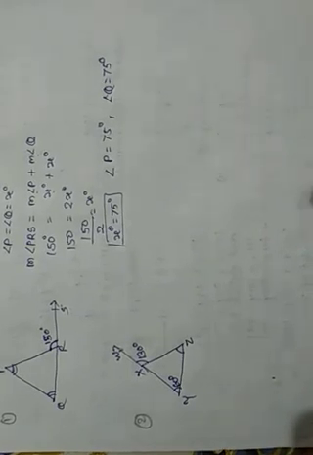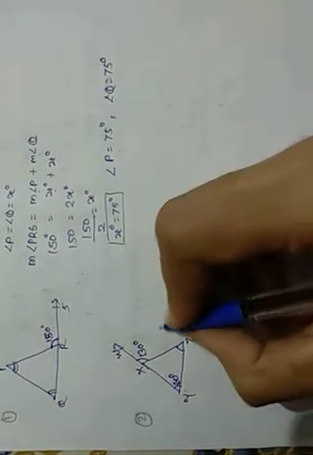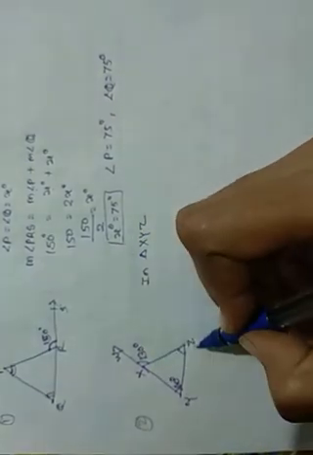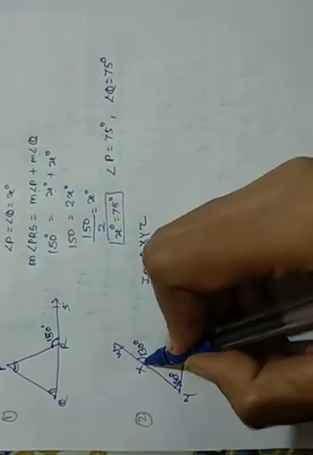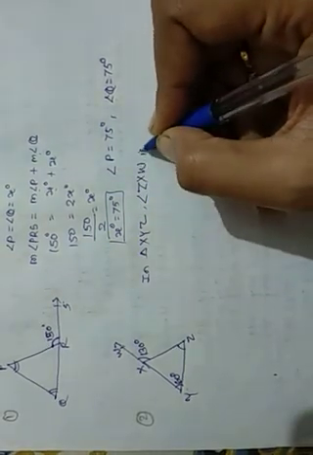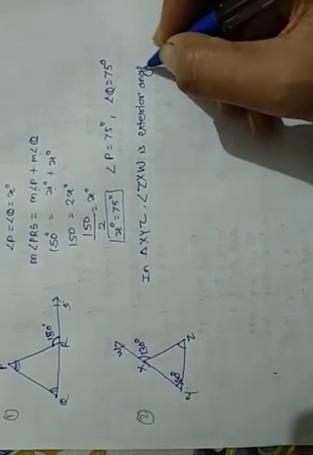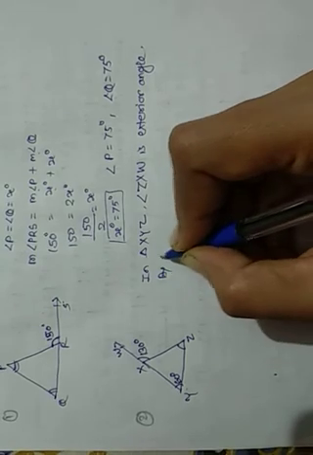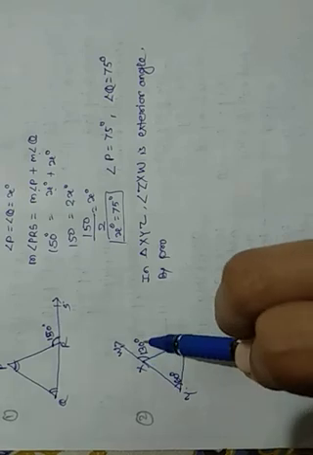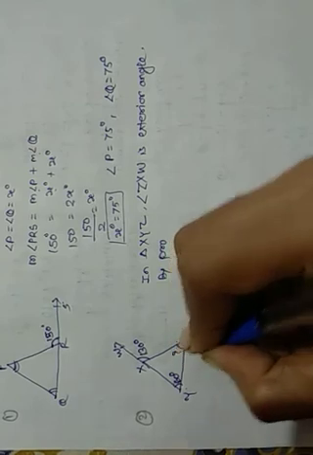See the next example. In this triangle XYZ, angle ZXW is an exterior angle. And here angle ZXW is 130 degrees and angle Y is 60 degrees. Now find out here angle Z.